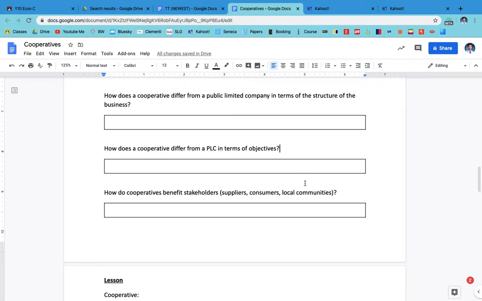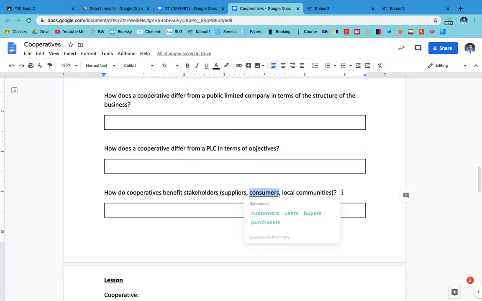Okay, so how does it benefit stakeholders? Well, basically, they're going to pay a fair price for their supplies because they want to benefit society. So they're going to use things like fair trade, which means that if you're importing raw materials from a developing country, you're going to pay a fair price for those materials. You're not going to exploit any monopoly power that you may have got. You're going to pay a fair price.